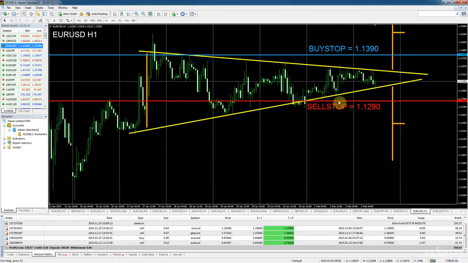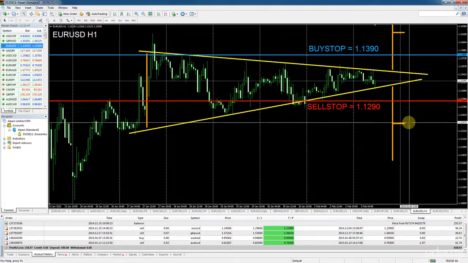So this sell stop, as we discussed in the tutorial on pending orders, will be triggered once the price crosses this line, and hopefully the price will keep going, and then it will trigger our take profit.